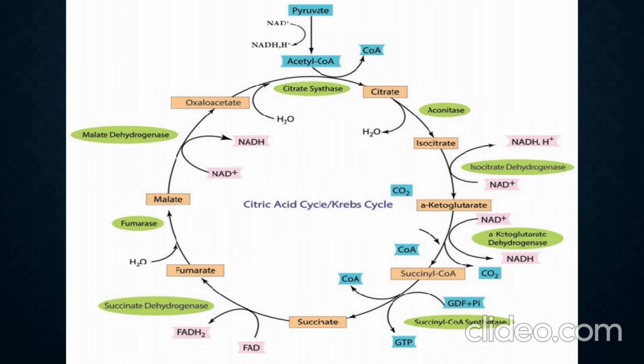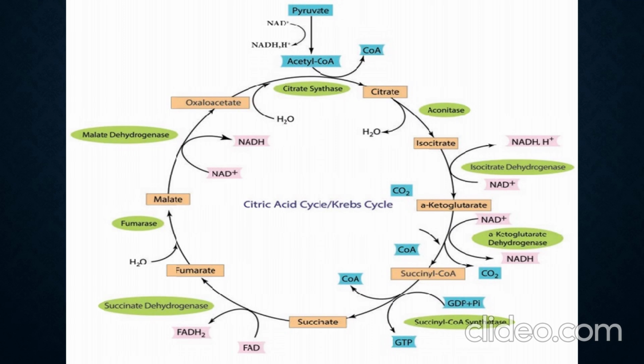Isocitrate, which is a 6-carbon compound, undergoes oxidative decarboxylation to form alpha ketoglutarate, which is a 5-carbon compound. In this reaction, one molecule of carbon dioxide is liberated. Isocitrate dehydrogenase has isoenzymes: the mitochondrial form utilizes NAD+, while the cytoplasmic enzyme is NADP+ dependent.